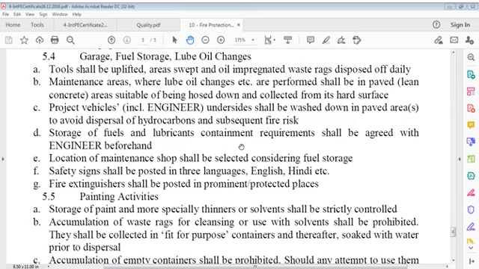This is for, now we can say, garage, fuel storage and lube oil changes. Tools shall be uplifted, areas swept and oil impregnated waste rags disposed of daily. Maintenance areas where lube oil changes etc. are performed shall be in paved lean concrete areas suitable for being hosed down and collected from the hard surface.